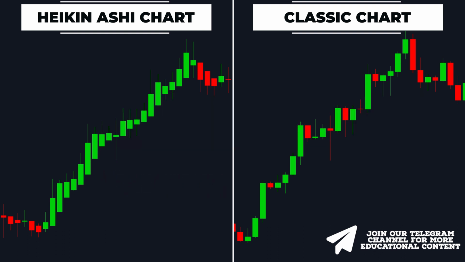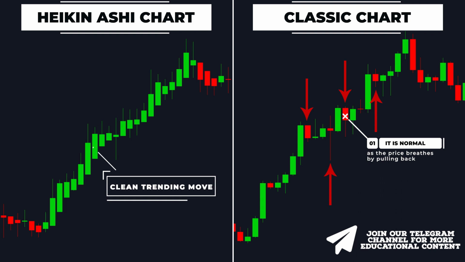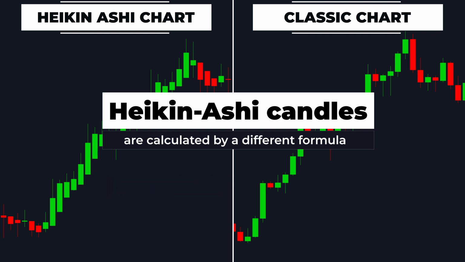As can be seen on the right chart, we have some red bearish candles during an uptrend, which is normal because the price always moves cyclically. Alternatively, the Heikin Ashi candles remove all the short-term noise and show us a pure trend. That's because Heikin Ashi candles are calculated using a different formula. So let's consider it in depth.